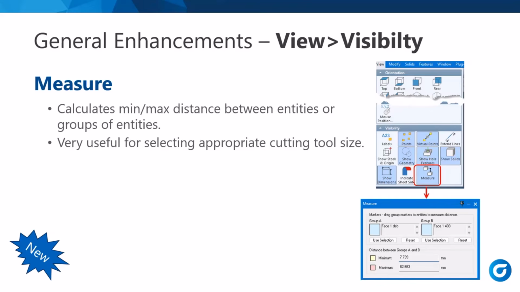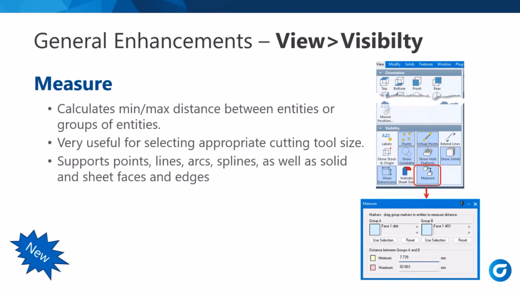So we're going to look at the same impeller here. When I deal with an impeller, first thing I have to know is, what size tool can I use? What can I fit between a blade and a splitter? I have no idea. And until now, there really hasn't been an easy way to do that right within GibbsCAM. It supports points, lines, arcs, splines, solid and sheet faces, and also edges. And not only does it support all those, what's really nice, you can measure across different entity types. You don't have to go just face to face or edge to edge. You can mix and match and have multiples as well. So I'll show you that.